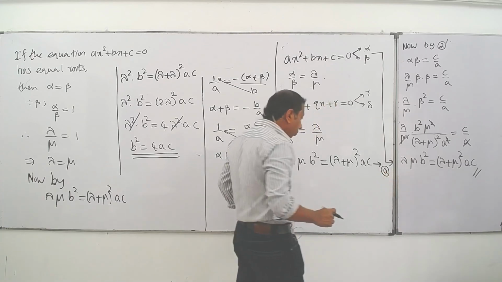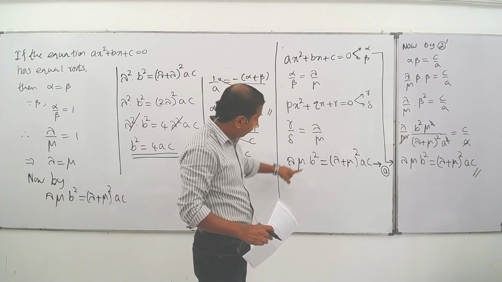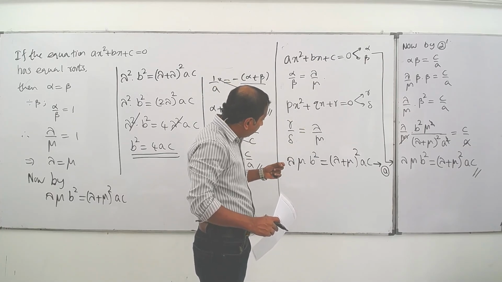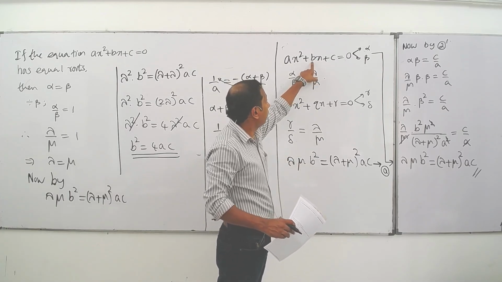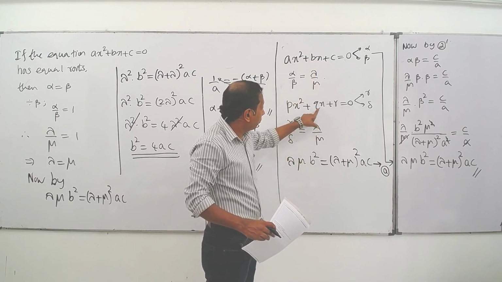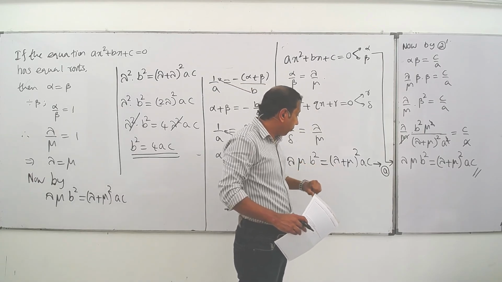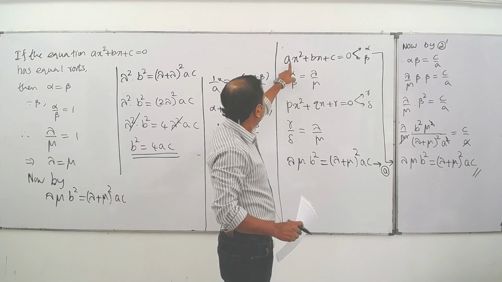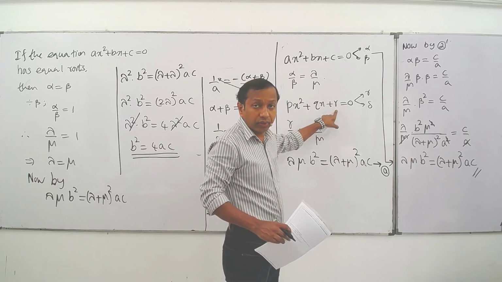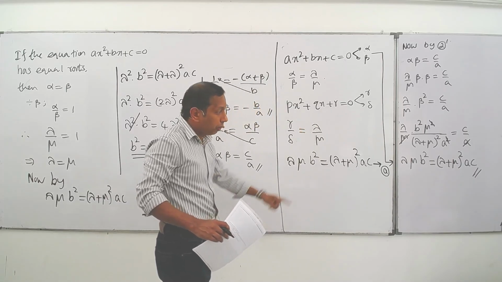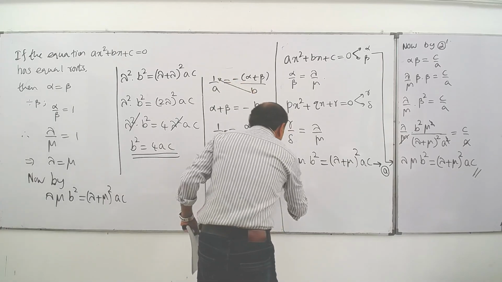Now, a similar result we can write for the second equation in the same way. Only thing is, b is the x coefficient, so in place of b we have to put q. Lambda mu is the same. For ac, the x squared coefficient is a and the constant is c; here it is p and r. Then the same result we can write by the first proof for the second equation.